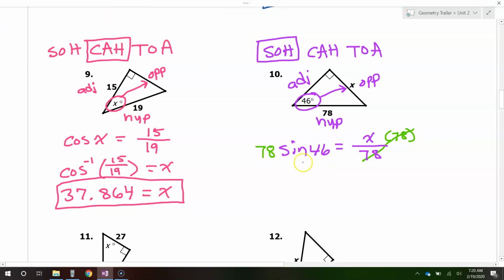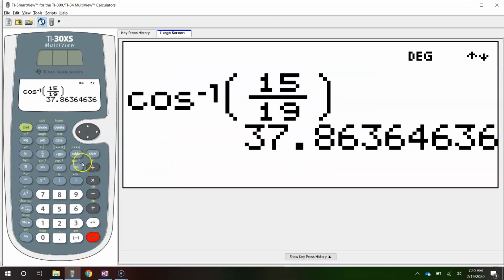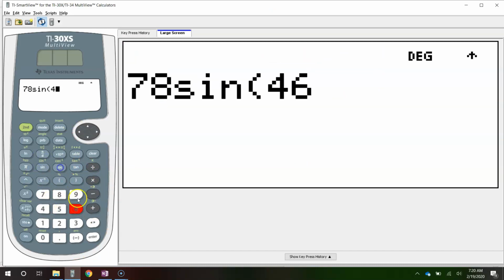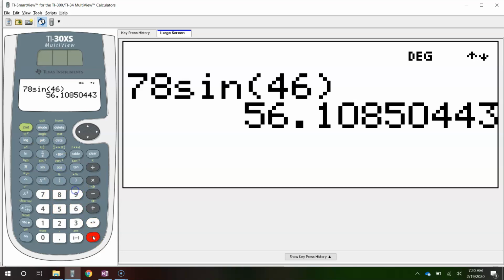78 sine 46. That's 56.109. Got to round up. 56.109.